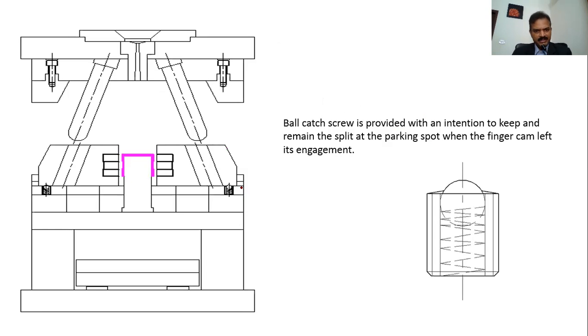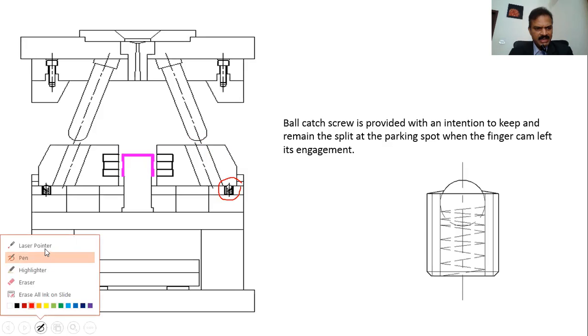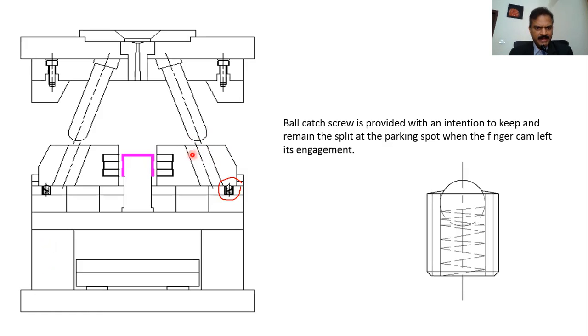Now look at this slide. This is one other important point we have to take care of when you design. You see this here, a balloon view is here. It's called the ball catch screw. So you can have a springy ball here. It will pop up in and out, right? So what it is doing, the finger has disengaged, please watch here. The finger has disengaged from the slide, right, from the split.